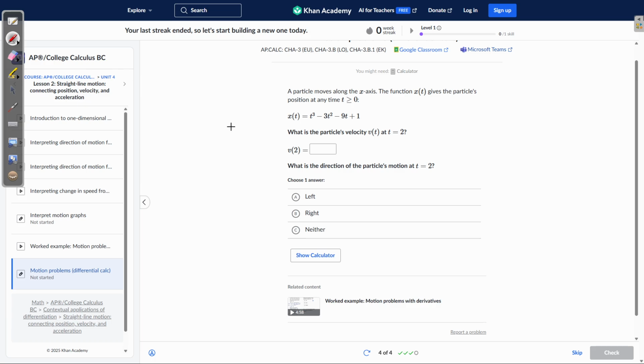So velocity, we already said how to find this. x prime of t, which is going to be 3t squared.